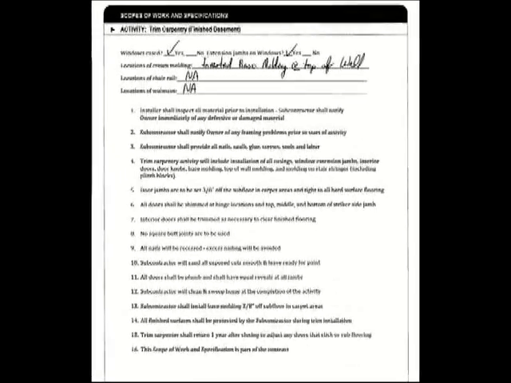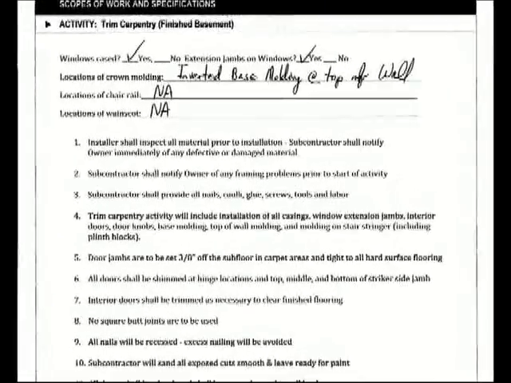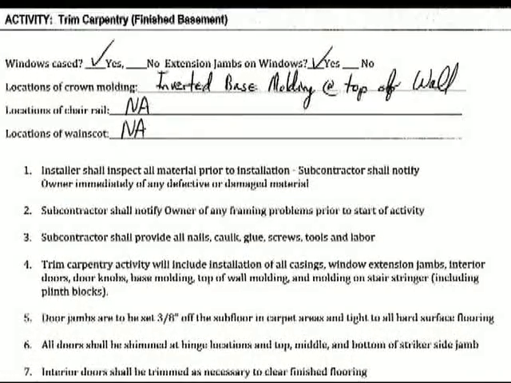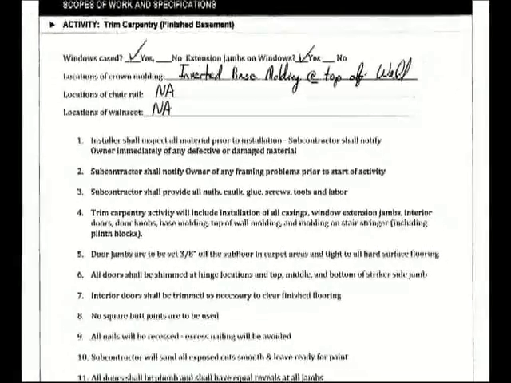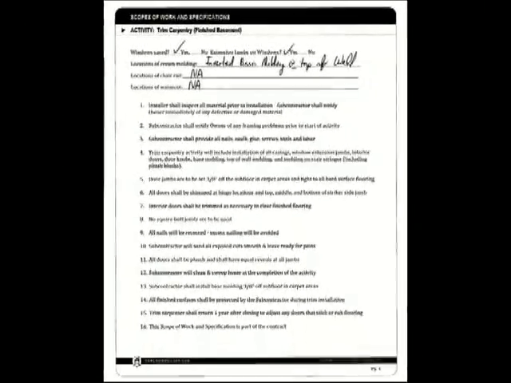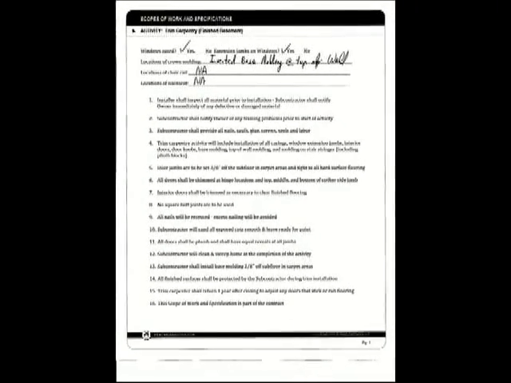Okay, so let's take a look at the top of the scope of work here. Windows cased, yes, those are cased, and then it asks if there's extension jambs on the windows. Yes, they are. There are no drywall returns. It asks if there are locations of crown moldings, and in this case, we're going to use an inverted base molding at the top of the wall. And then locations of chair rail and wainscot, neither of those are in our finished basement space, so we've marked those NA.